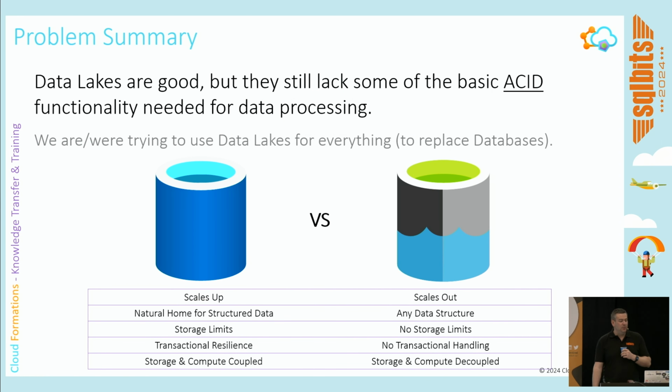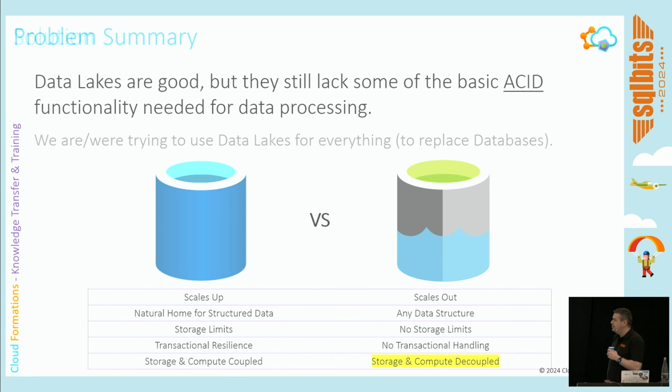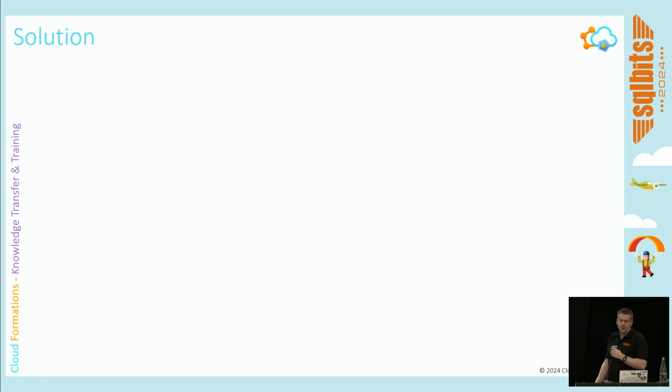So to summarize that problem, we could say that data lakes are good, but they lacked some of that basic ACID transactional functionality, as I'll describe it for you for now. What we could also say is, using my table, the main one for me is that in our DBMS, we have storage and compute coupled together within one product, like SQL Server, whereas our data lake is very much decoupled. It is just the storage. Fine. So if this is the problem, the solution's obvious, right?